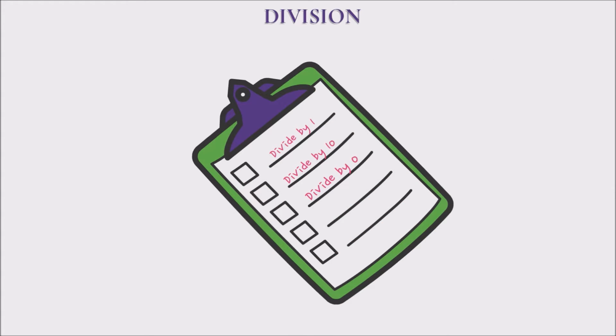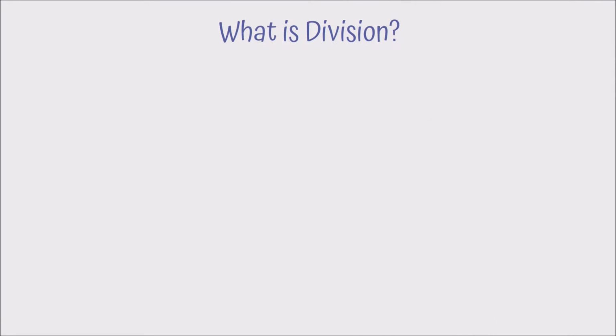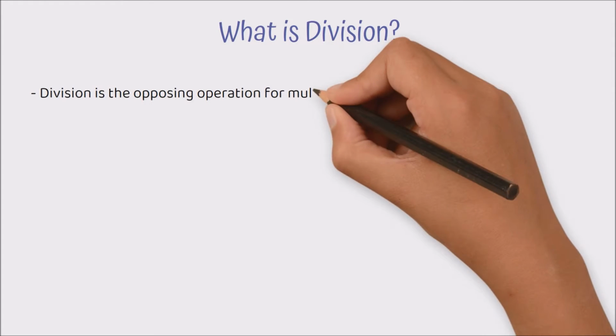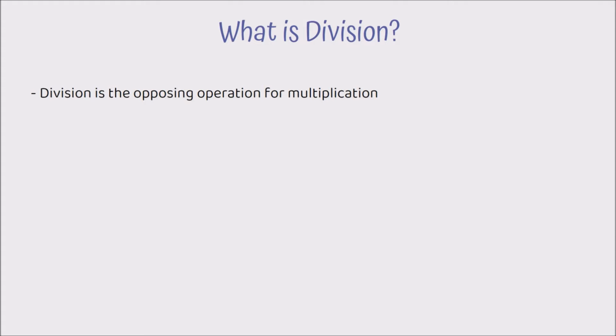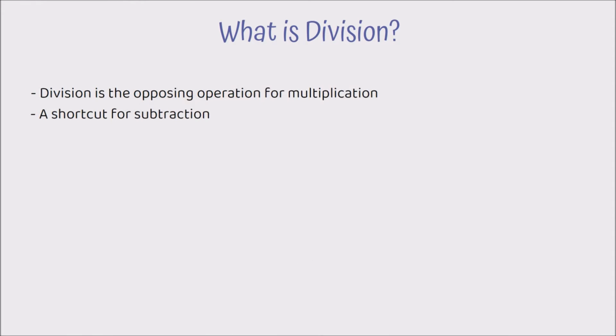For this video, we'll be looking at our fourth math operation called division, and the result we get when we divide numbers by 10, 1, and 0. Now, if you recall, last week we looked at multiplication and how it's related to addition, right? Well, division is the opposing operation to multiplication, similar to how subtraction opposes addition. Division is actually a shortcut for subtraction.